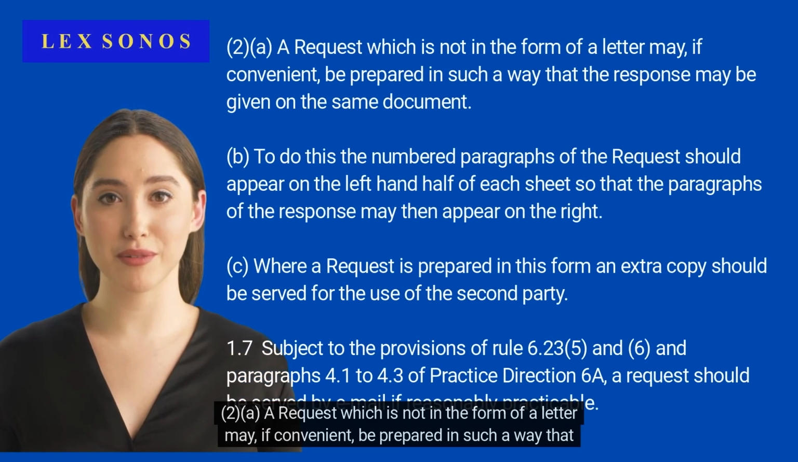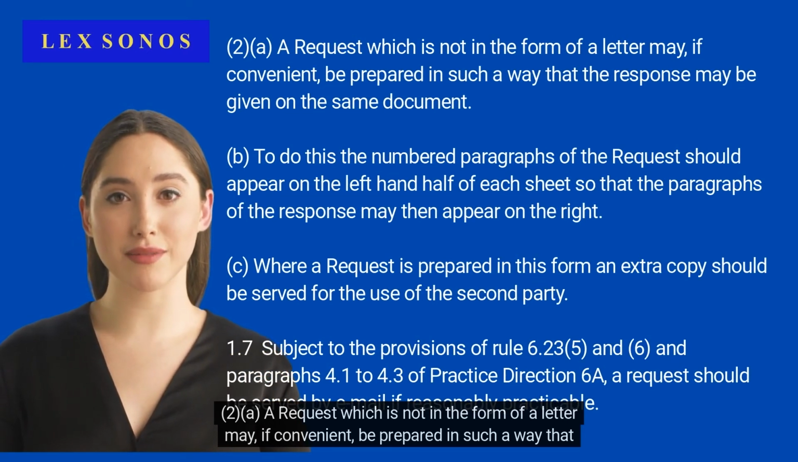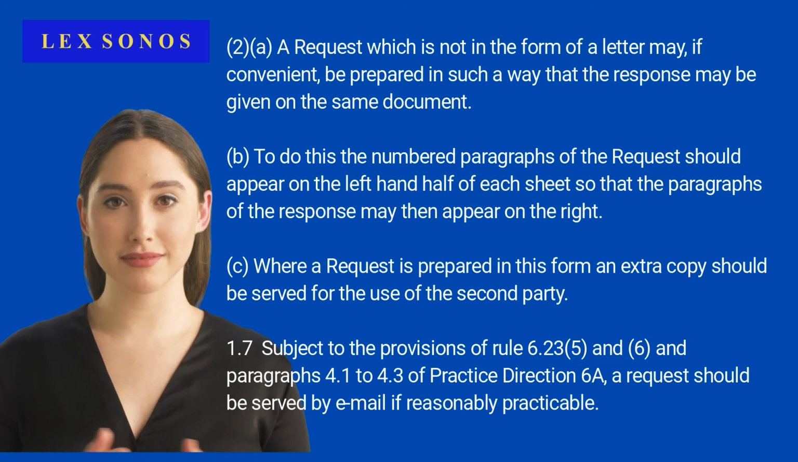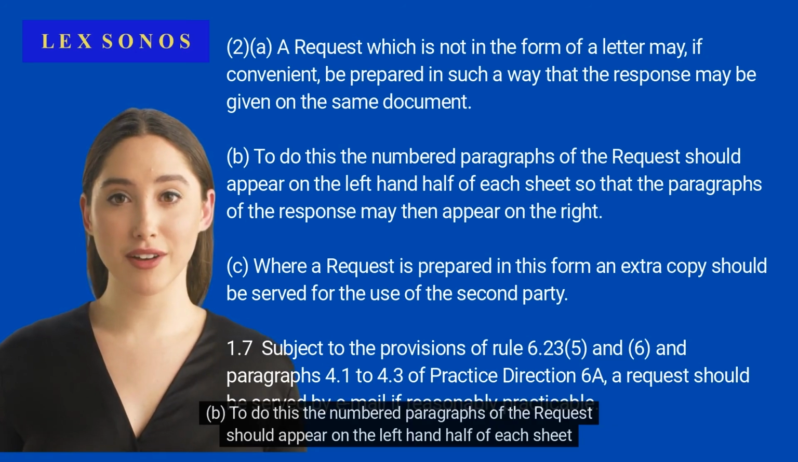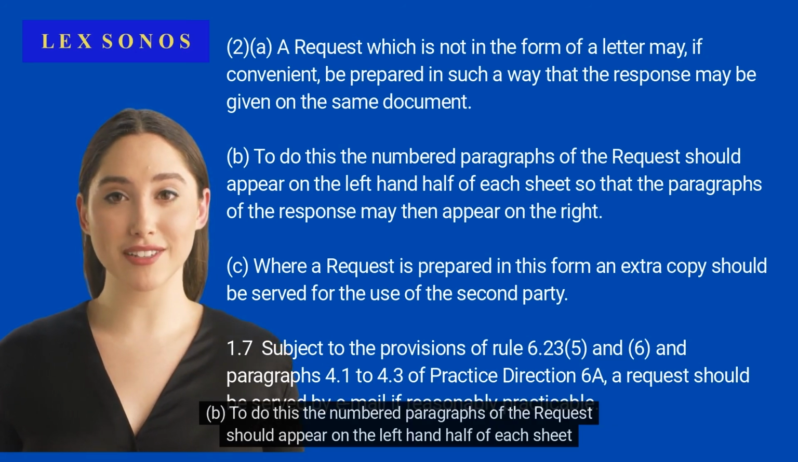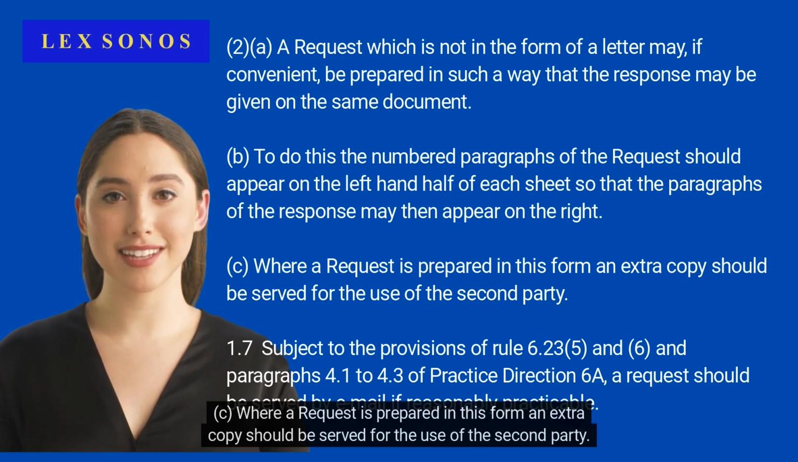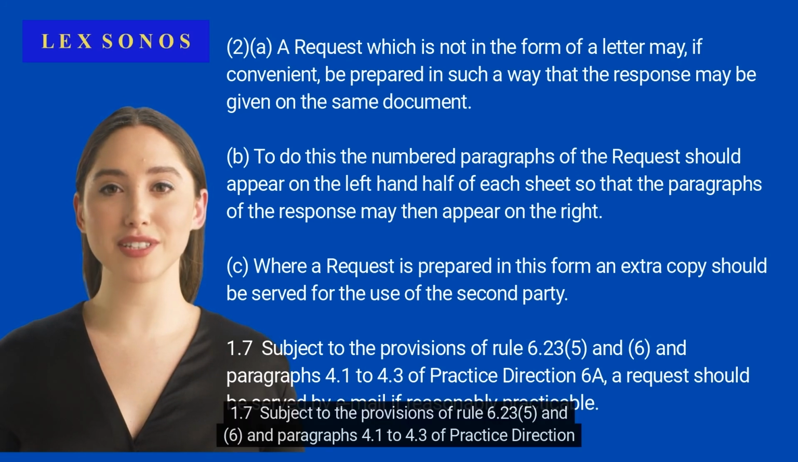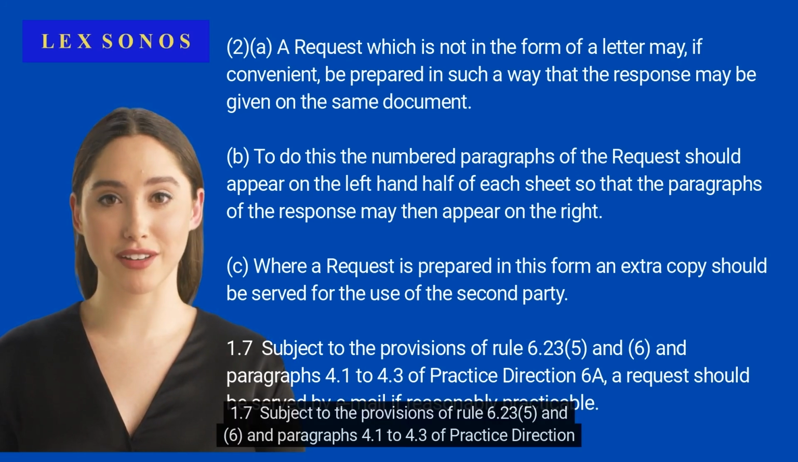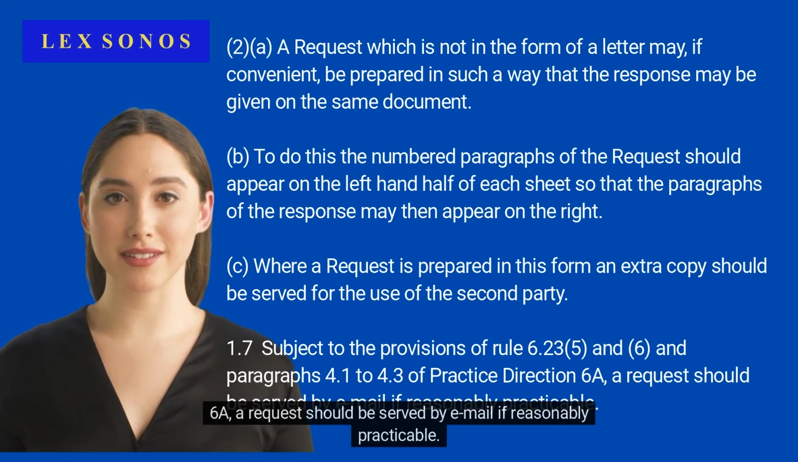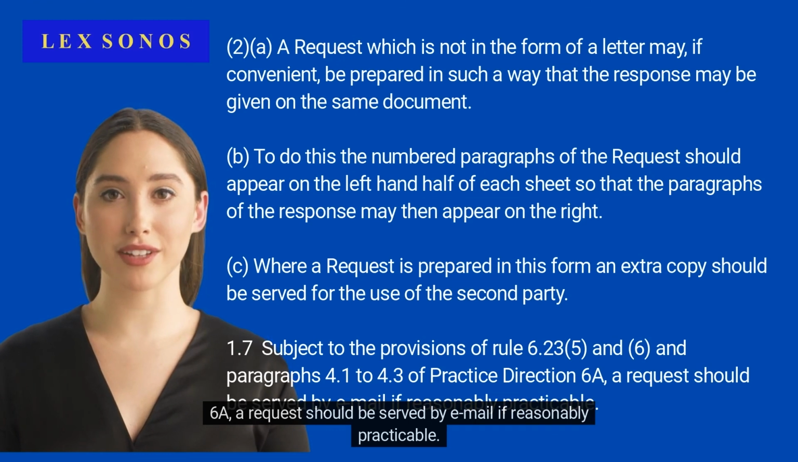2. a. A request which is not in the form of a letter may, if convenient, be prepared in such a way that the response may be given on the same document. b. To do this, the numbered paragraphs of the request should appear on the left-hand half of each sheet, so that the paragraphs of the response may then appear on the right. c. Where a request is prepared in this form, an extra copy should be served for the use of the second party. 1.7 Subject to the provisions of Rule 6.23(5) and (6), and paragraphs 4.1 to 4.3 of Practice Direction 6A, a request should be served by email, if reasonably practicable.